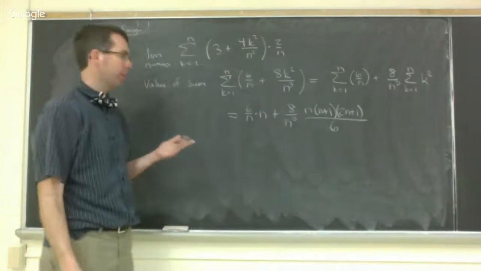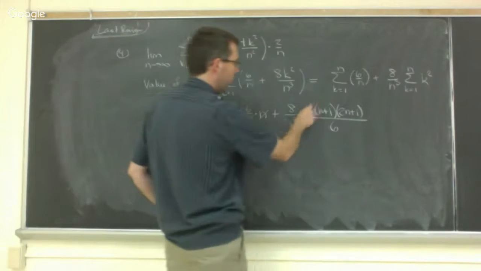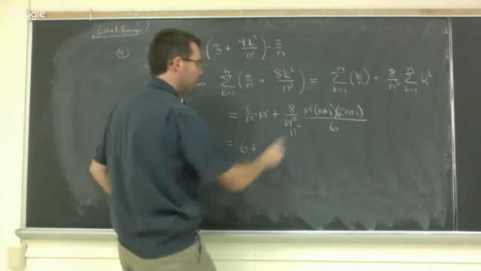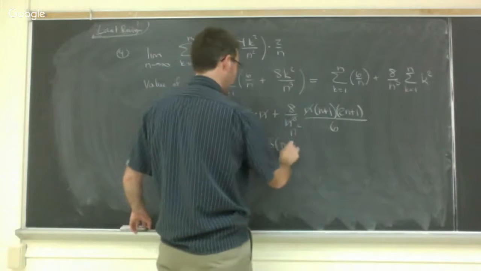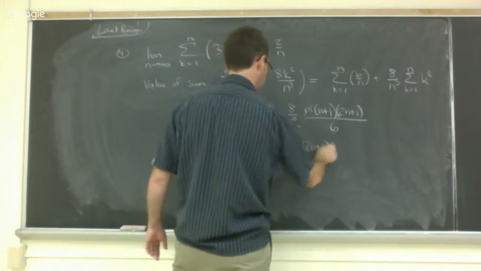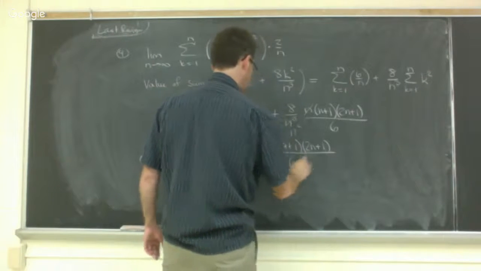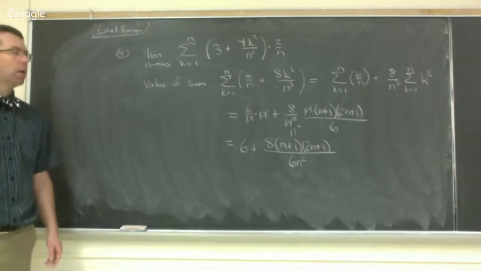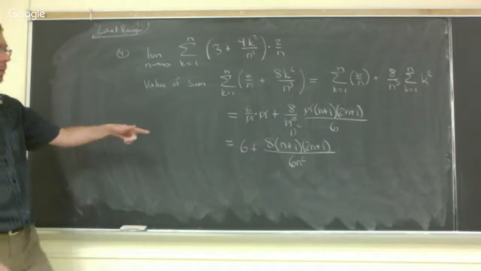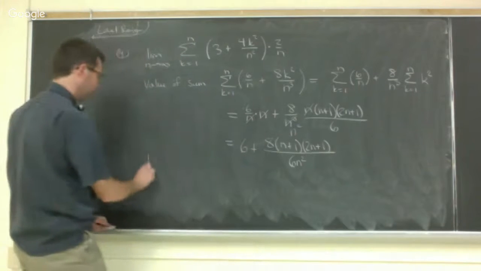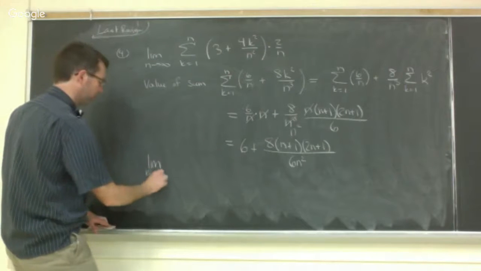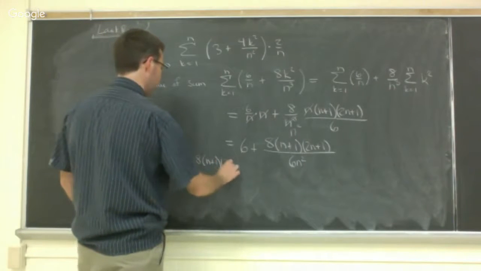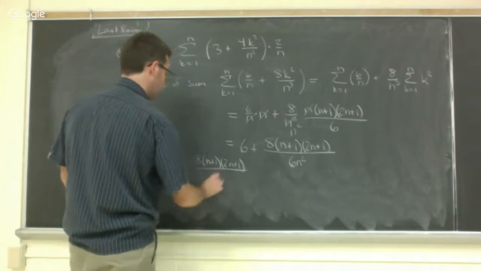It's a little easier if we simplify it slightly. The n's cancel, and that n cancels, so that I get a value of 6 plus 8 times n plus 1, 2n plus 1 over 6n squared. That's the value of the Riemann sum. The limit of the sum, I'm going to let n go to infinity. So 6 plus 8 times n plus 1 times 2n plus 1 over 6n squared.